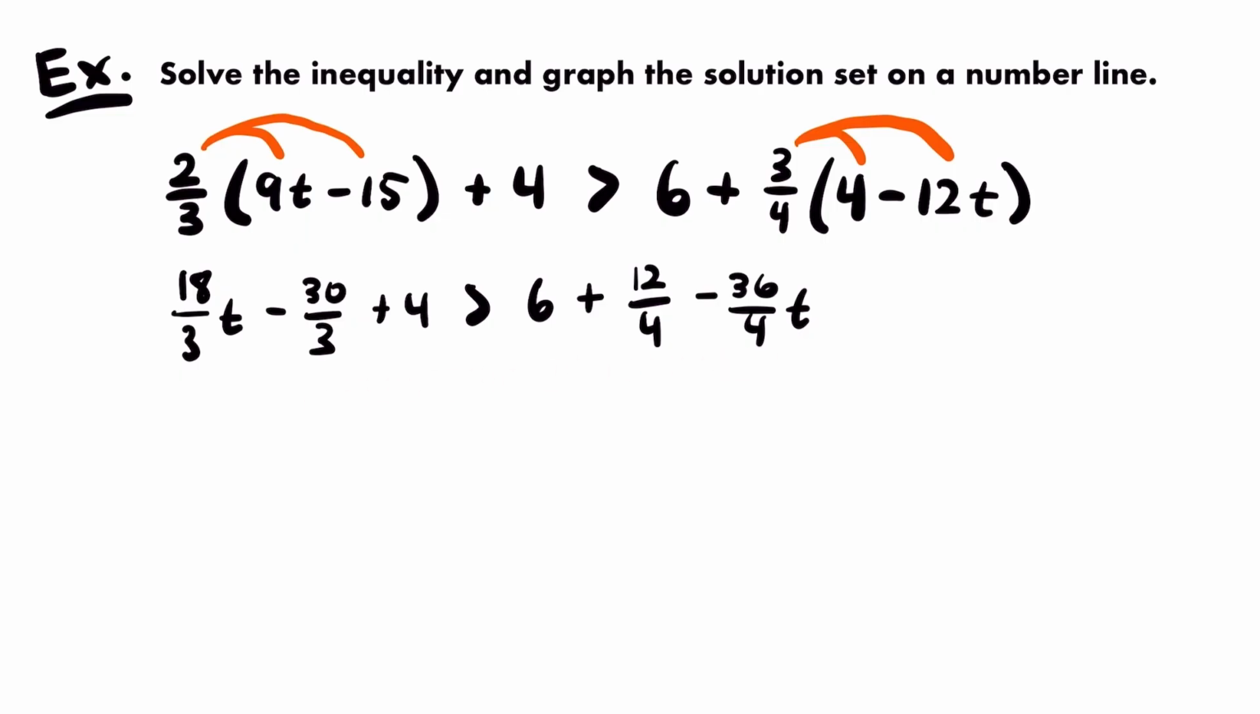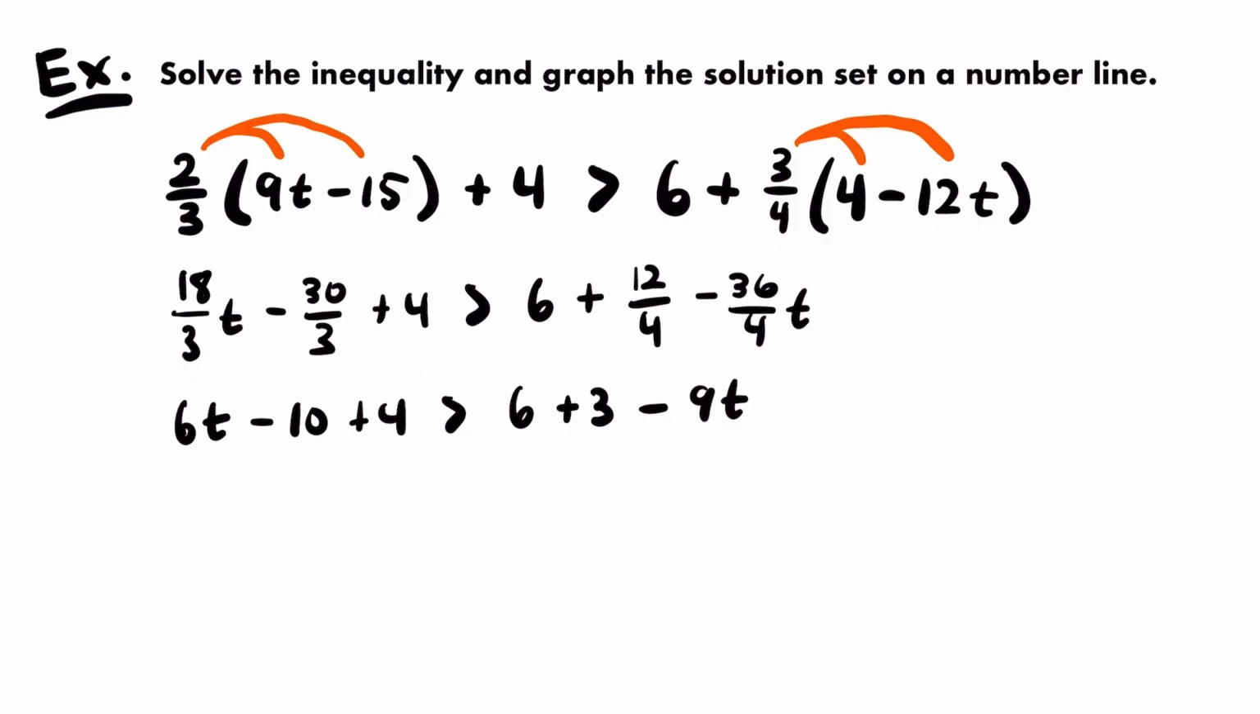And what I'm referring to are these different fractions that we have. They can be simplified further because 18 can be divided by 3. 18 divided by 3 is 6. So we have 6t, and then 30 divided by 3 is 10. So this is minus 10 plus 4, and that will be greater than 6 plus 12 divided by 4, which is 3. So we have 6 plus 3 minus 36 divided by 4, which is 9. So we have 9t, or really minus 9t.